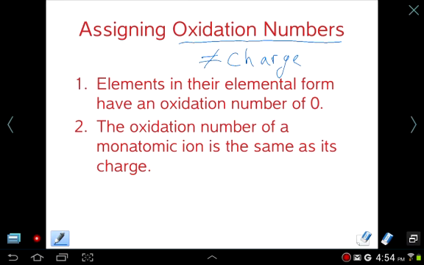They don't mean the same, even though both will involve assigning some sort of number with a charge. So firstly, elements in their elemental form have an oxidation number of 0, zinc or magnesium or oxygen, if they're not bonded. Elemental form means they are not bonded with any other element. The oxidation number of a monatomic ion is the same as its charge. So for example, chloride, the oxidation number there is -1. This is a true charge of chlorine, -1, and it's also its oxidation number.